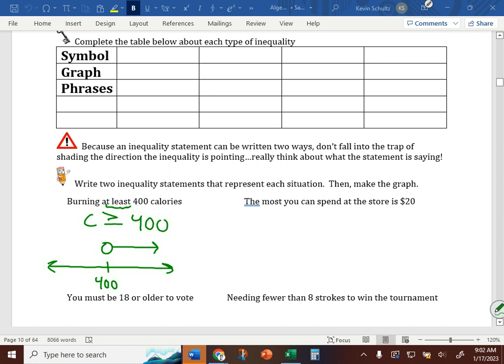I could burn 400 and satisfy this. I could burn 400.1 and satisfy this. I could burn 400.263 and satisfy this, right? Anything greater than 400 is going to work. Does 400 also work though? Yes. 400 is greater than or equal to itself. So how do I show that 400 is also acceptable? It was said that I don't want to shade this circle, but actually I do want to shade the circle, right? That's what shows that 400 is also acceptable.